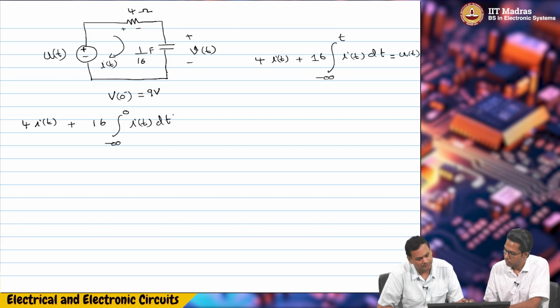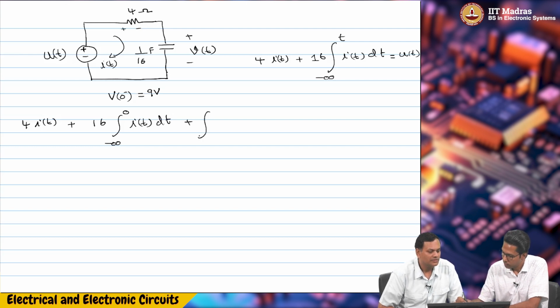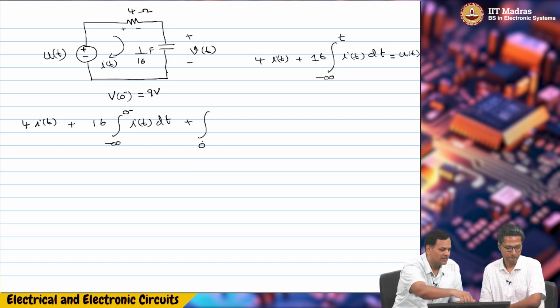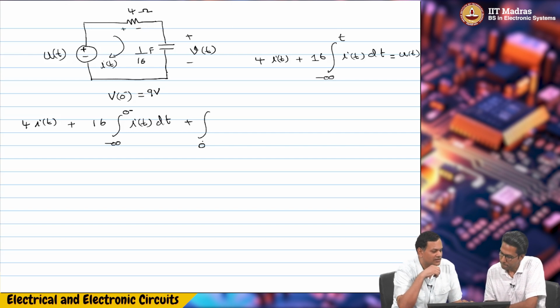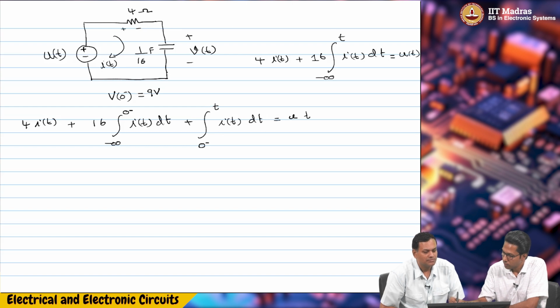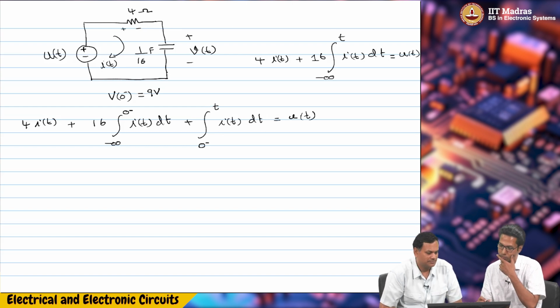Then I have, so this can be 0. You mean 0 minus is precise? 0 minus may be precise, because just before u of t comes in is when we are giving the charge. So I think 0 minus may be even more precise. So here also, 0 minus to t, i of t dt.